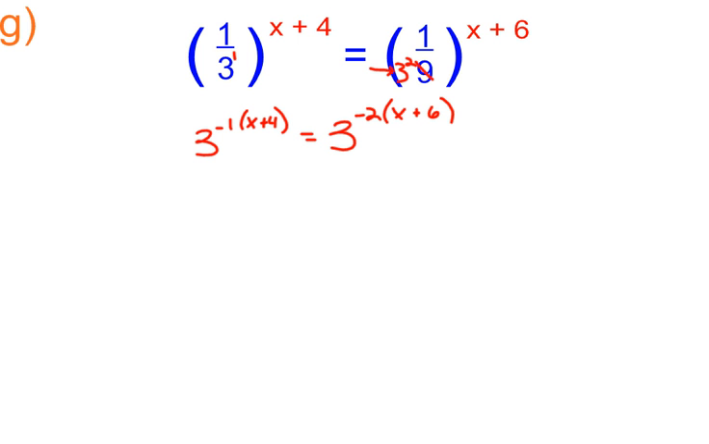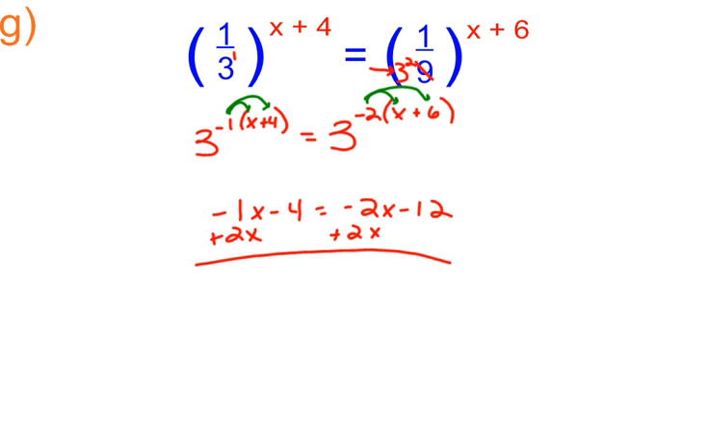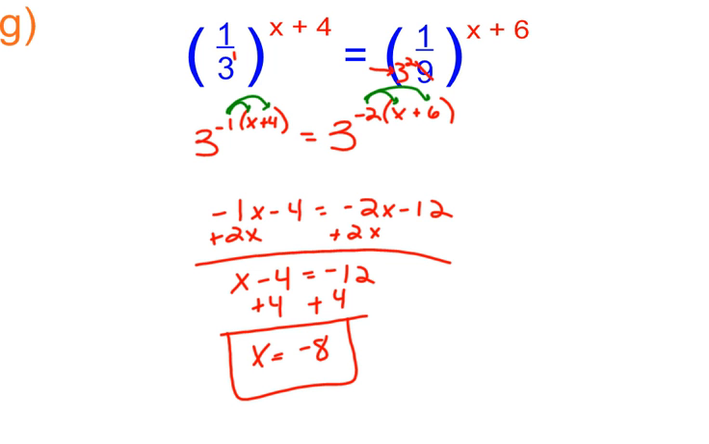I'm going to go ahead and distribute right from the start here before I set them equal, because I think you're probably at the point where you could do that. So I'd have negative 1x minus 4 equals negative 2x minus 12. I'm going to add 2x to both sides. So x minus 4 equals negative 12. And when I add 4 to both sides, I get x to be negative 8. And again, you can check that answer.